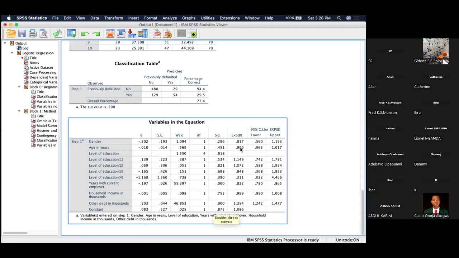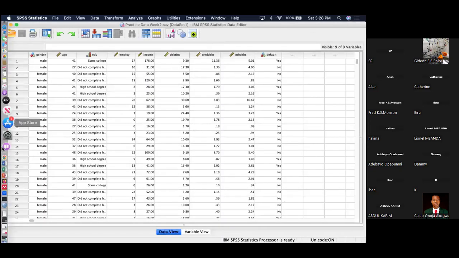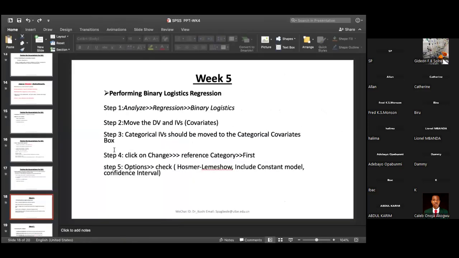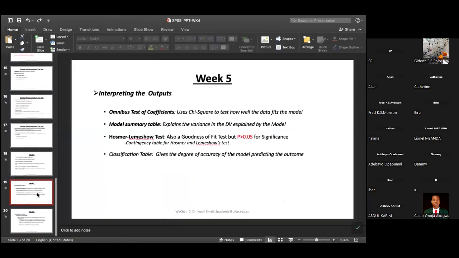And then the next thing is we look at the exponential B, which is actually the odds ratio, which is also very, very important. But before I explain that, I would like us to have a theoretical understanding of that.